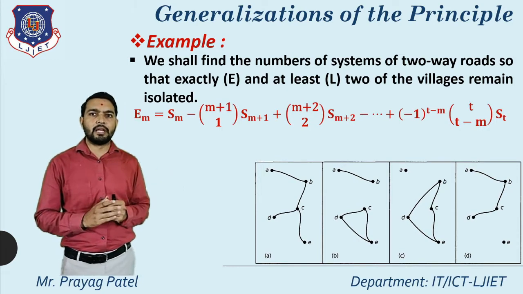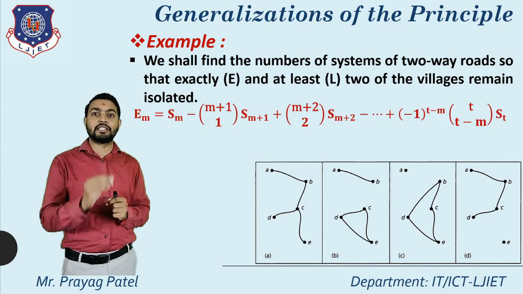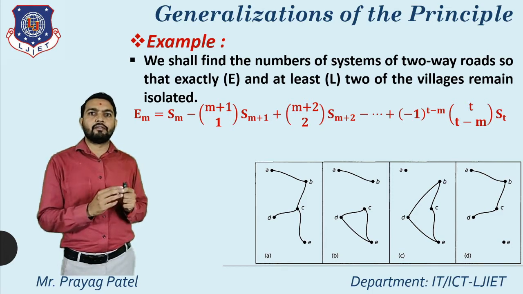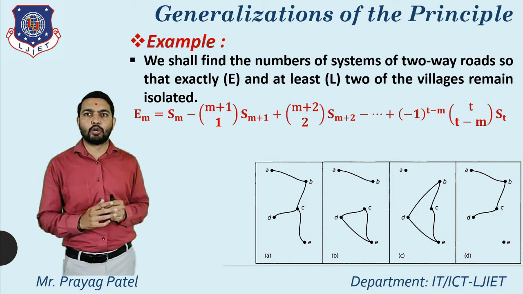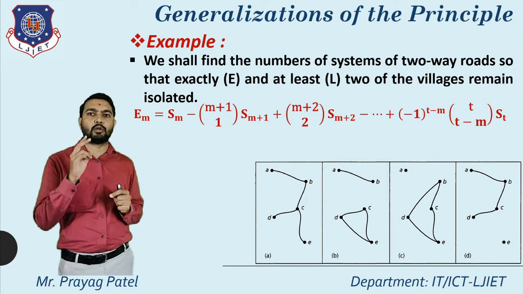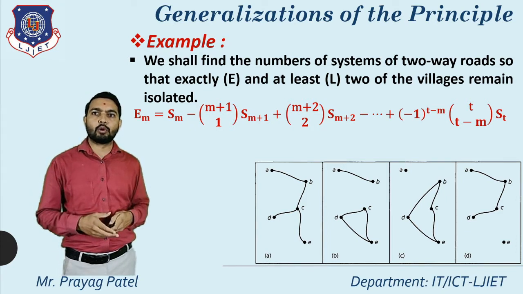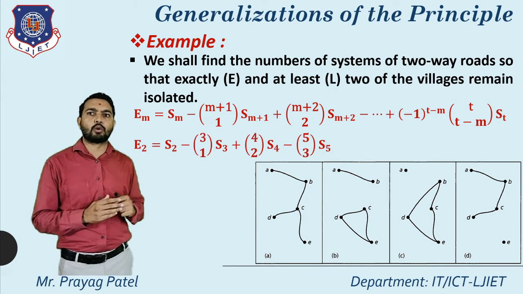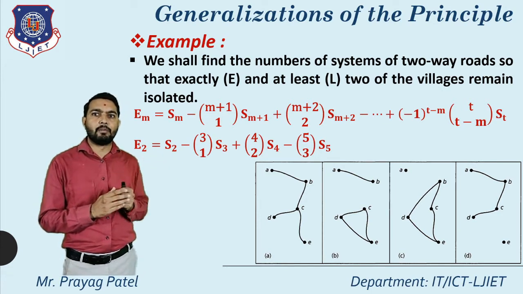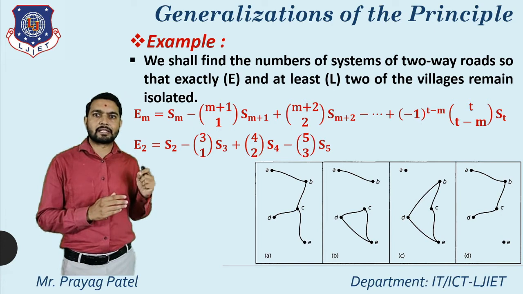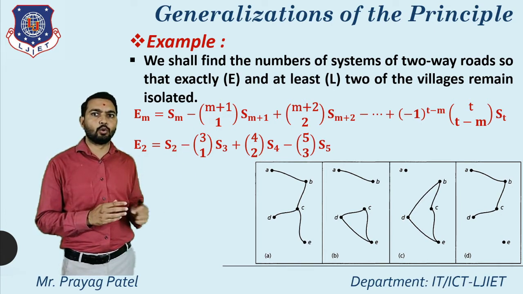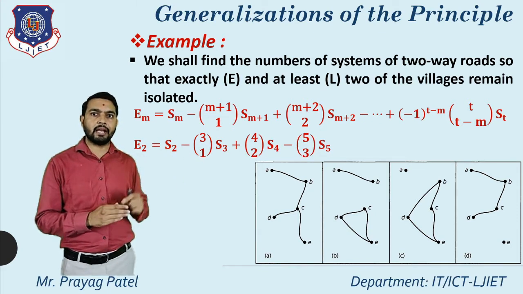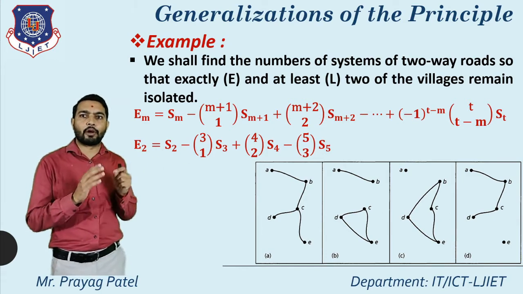First is E(m), meaning exactly m conditions will be satisfied. Now what is the value of m? In our case we consider m = 2, because we have to find the two villages that remain isolated. So m = 2. Now put the value m = 2 in this equation for E(m). So E2 = S2 − (2+1)C1 S3 + 4C2 S4 − 5C3 S5. So this is the common formula for E2.